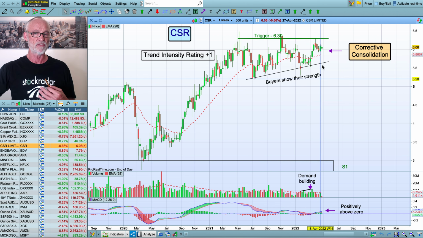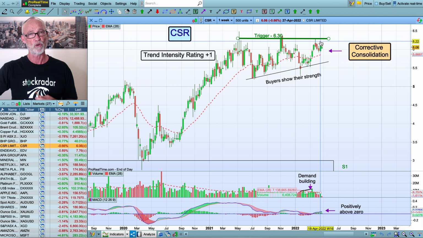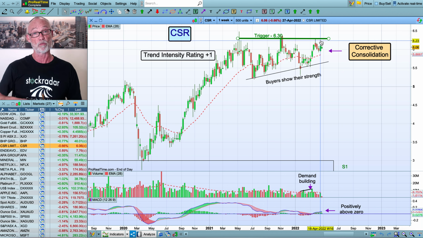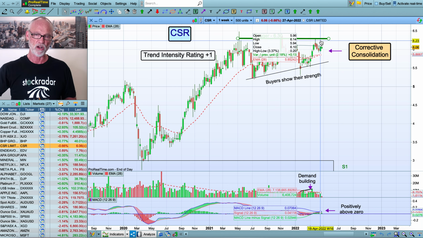So this level here, if it does break, we've got three tests here that have failed. So the more tests, the better. The more likely, the stronger the break. So this pattern is quite a big pattern that's occurring here, just over a year. So keep an eye on CSR for the moment.